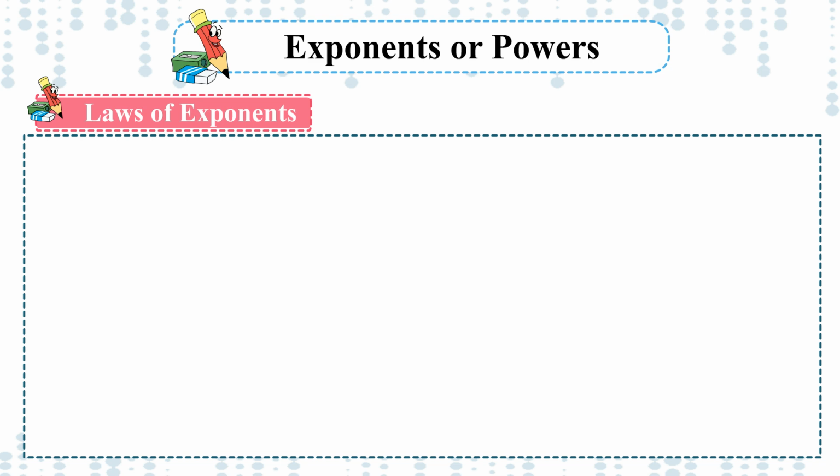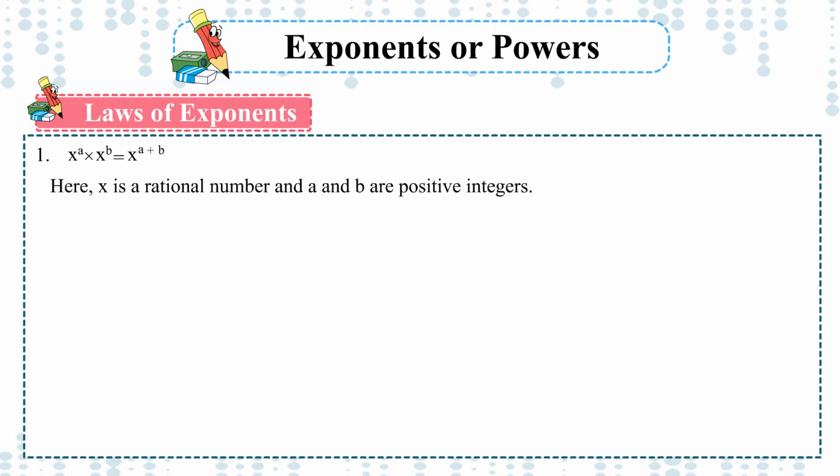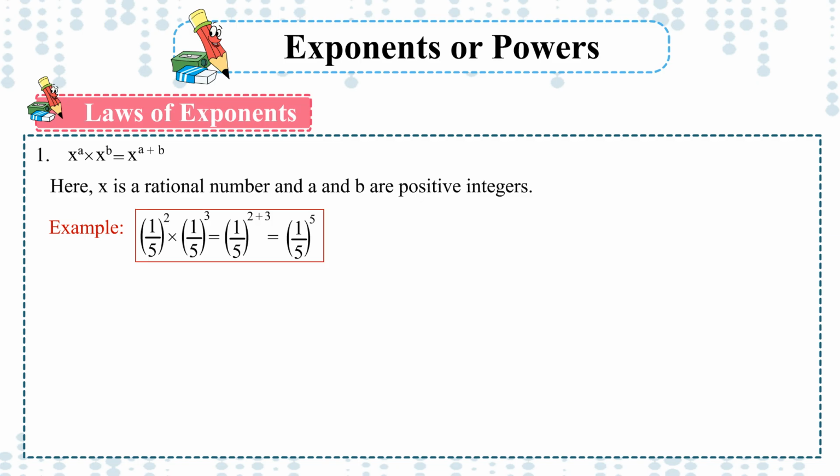Laws of exponents. 1. x raised to the power a multiplied by x raised to the power b is equal to x raised to the power a plus b. Here, x is a rational number and a and b are positive integers. Example: 1/5 raised to the power 2 multiplied by 1/5 raised to the power 3 is equal to 1/5 raised to the power 5.